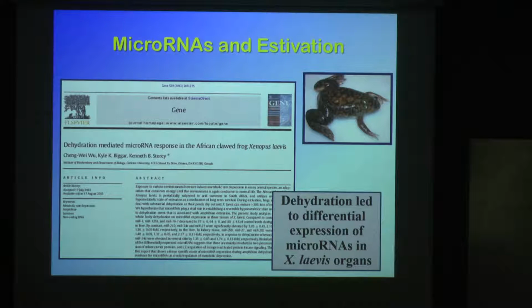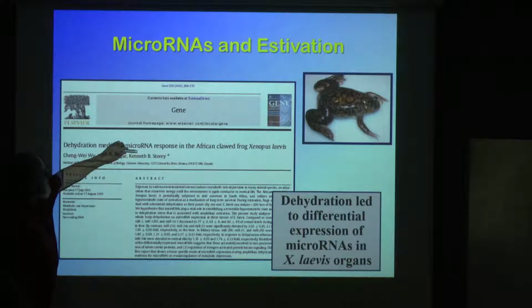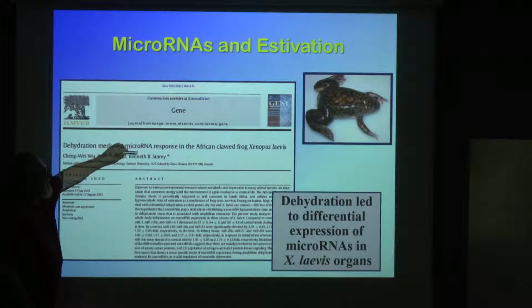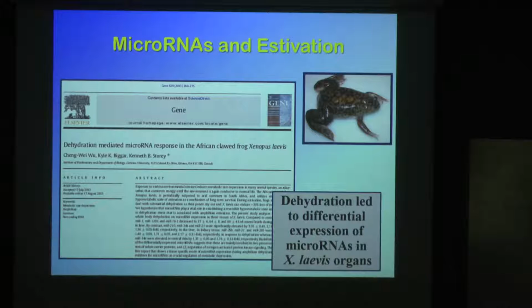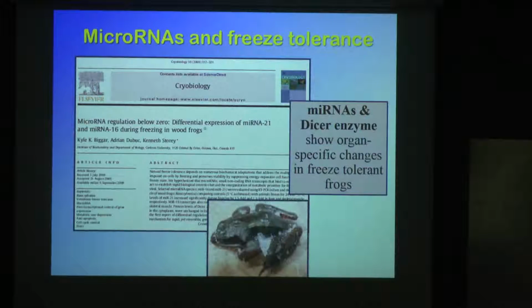The reason is when you dry down a human organ, the microRNAs don't change differentially. All they do is increase in concentration because you have less water. And so this is an animal that dries down and can reorganize its metabolism.